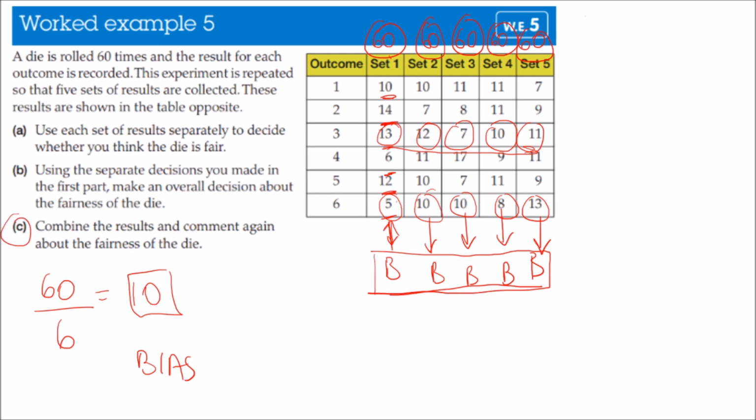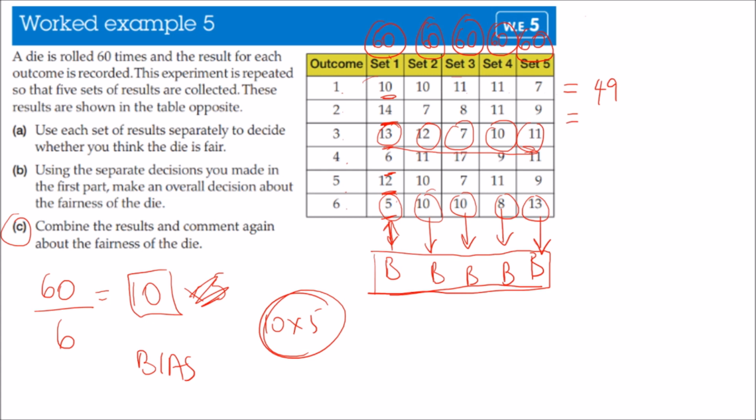Part C, combine the results and comment again about fairness of the die. So combining the results, now if we're going to throw it 5 times, I'm expecting to get 50 1s, 50 2s, 50 3s, 50 4s, 50 5s, and 50 6s. Let's add them up and see what we get. 10 plus 10 plus 11 plus 11 plus 7. So 10, 20, 31, 42, 49.